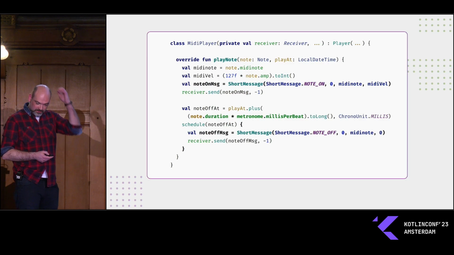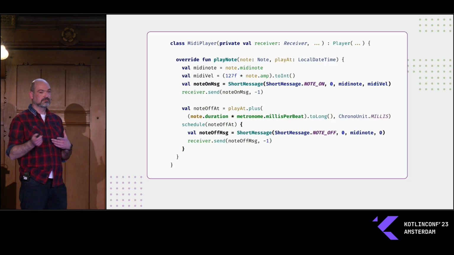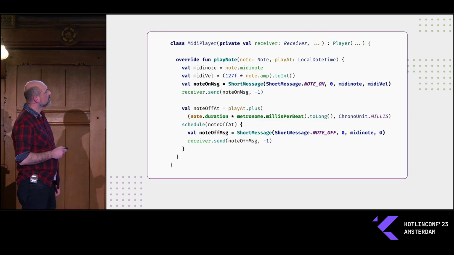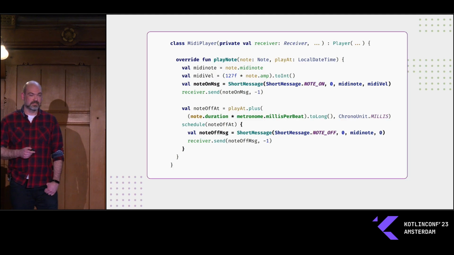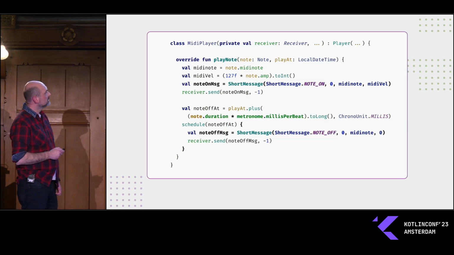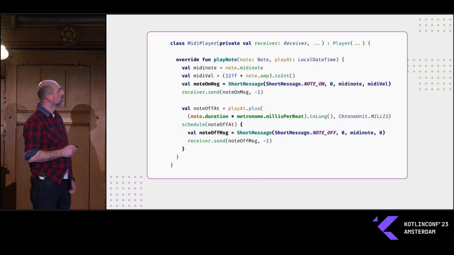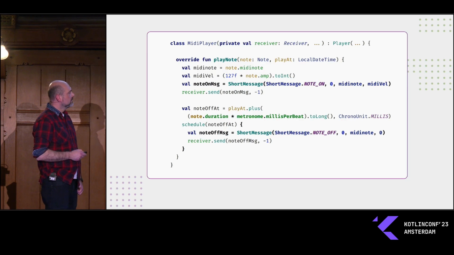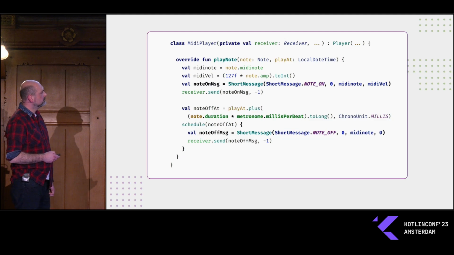And the play note function is here, because we still want to play MIDI, so we have to convert our data back to MIDI events. The MIDI player takes a receiver. This is an interface from the Java API, and a receiver has a function send. Generally, if we want to play a note, we immediately send the note on message with this note, and we compute when the note off should happen. This is easy because we have the note duration, and we multiply it by the metronome's millis per beat property, and we should be done.